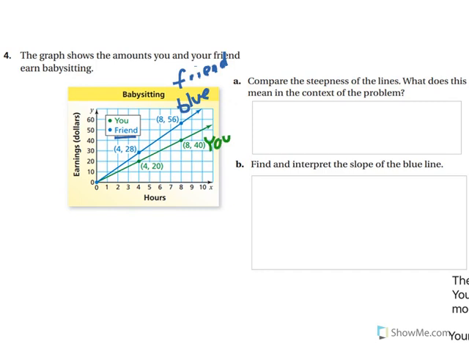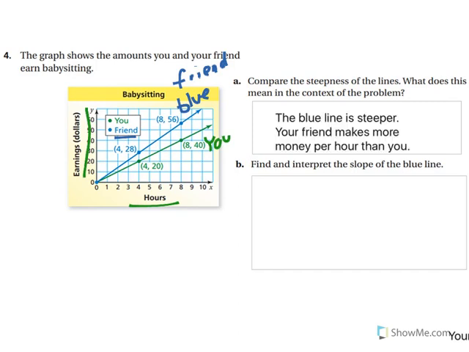So what does that tell us? Well, we have to look at what the steepness really means. The change in Y is our earnings. That's how much money we're making. And the change in X is the hours. And so if we have a higher slope, that means we're earning more money for every hour that we're working. The higher the slope, the more Y over X. So it means we're making more money. So in this case, the blue line is steeper. So what this means is your friend makes more money per hour than you. And that's all that we have here.